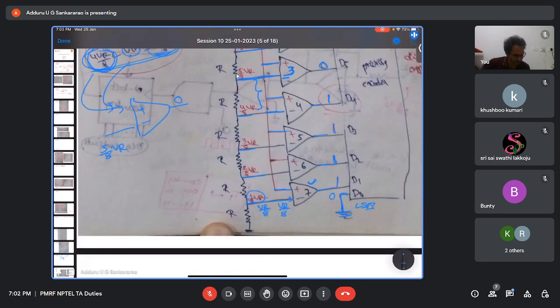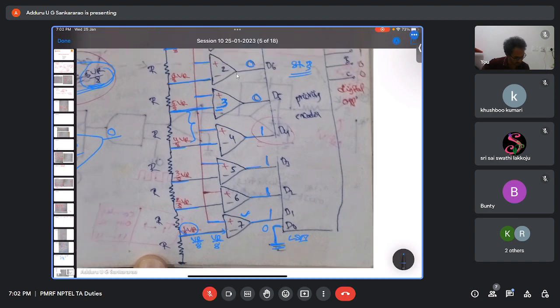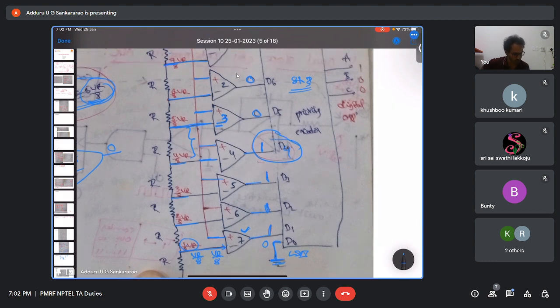Now since it is a priority encoder, it doesn't matter how many inputs are 1; the most significant bit will be considered. If you see here, for the priority encoder, D1 is 1, D2 is 1, D3 is 1, D4 is 1. But among these, the one having the most priority is D4. Only the one having the most priority, D4, is considered. The 4 will be converted into digital output, right? 4 is 100. Hope you understood.